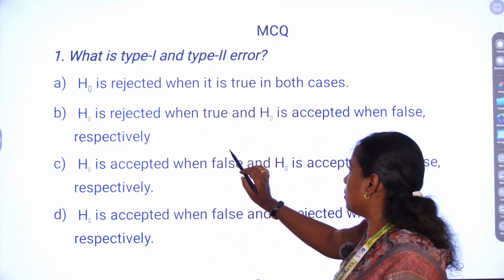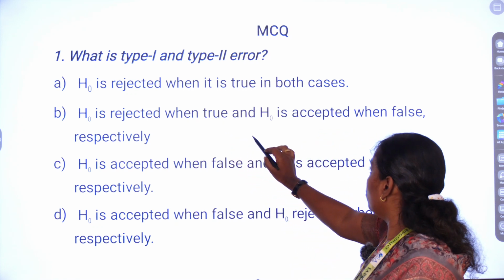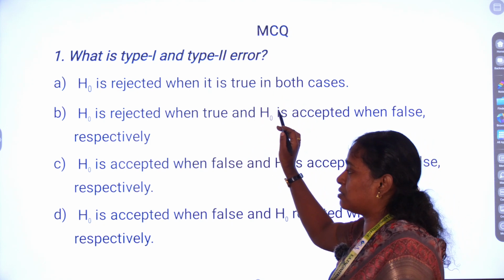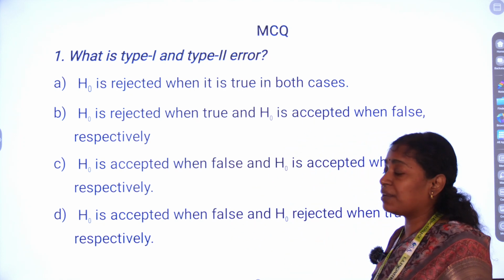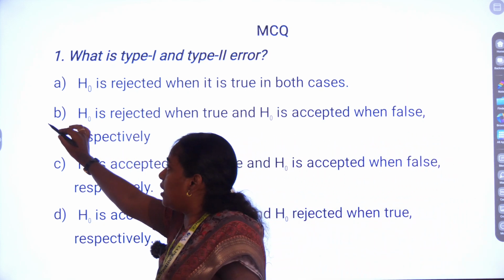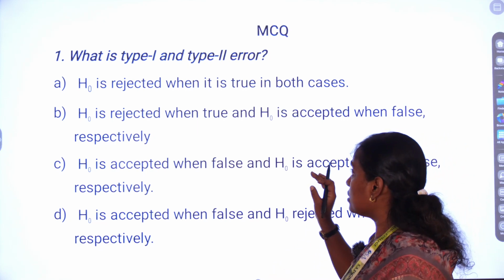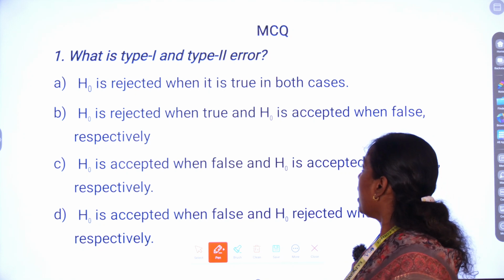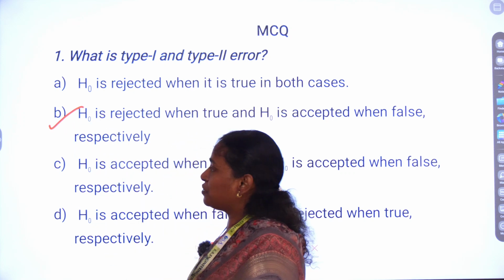Now let us check the remaining one. Reject H0 when it is true. In both the cases, no. Type 1 error is different and type 2 error is different. So type 1 error is reject H0 when it is true. And what is your type 2 error? Accept H0 when it is false. So which one is correct? The second one is correct, not the first one. So type 1 error is nothing but reject H0 when it is true, and type 2 error is accept H0 when it is false. So your correct option is B.